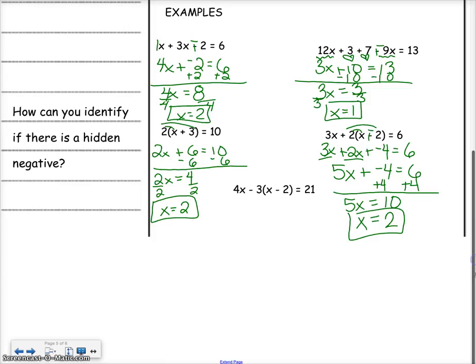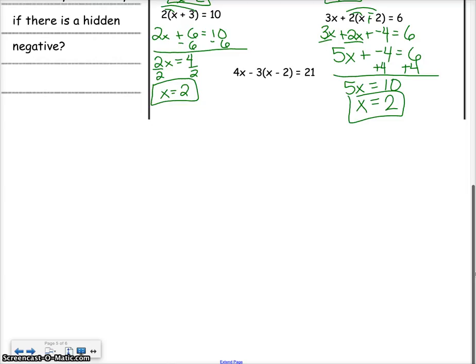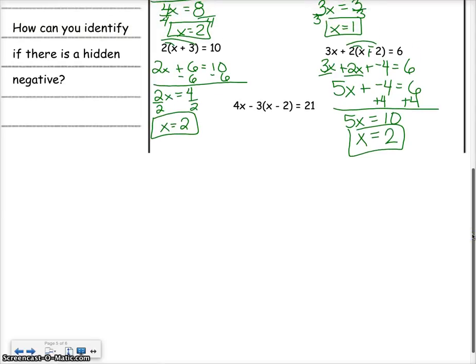Last example for the day. This one is definitely the trickiest one because there's a hidden negative involved. So you need to plus a negative to all the minuses. Distribute first. I'm going to distribute my 3. Negative 3, it's a negative 3 that I'm distributing. So 4x plus negative 3 times x is negative 3x, plus negative 3 times negative 2 is positive 6 equals 21. Combine like terms. 4x and negative 3x is 1x left, plus 6 equals 21.